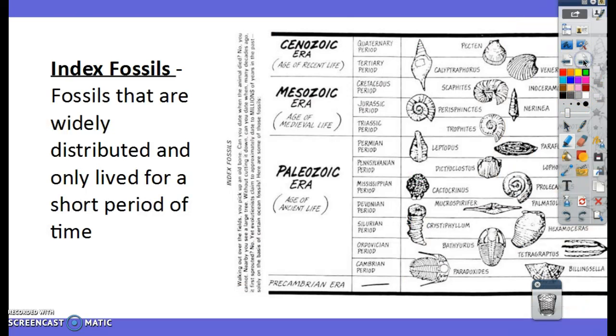So you need to write this definition down. Don't worry about the big scary chart that's up on the board. So index fossils are fossils that are widely distributed. What this means is that they're found in lots of different places. And they lived only for a short amount of time because they're only in that one or two layers of rock.